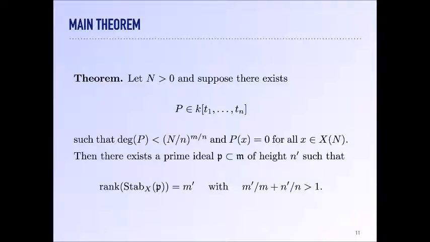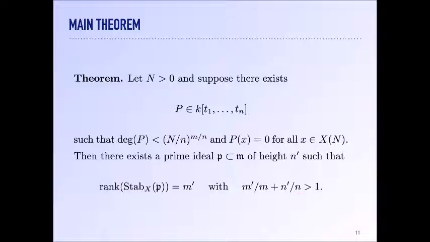Now, as I already alluded to, this is the main theorem that we have to prove. We have that lemma, so suppose we have this auxiliary polynomial in n variables, whose degree is smaller than you would expect to have this amount of vanishing, p of x equals 0 for all x in X of n. Then the conclusion you want to draw is that there exists a prime ideal of height m prime such that its stabilizer is large, with rank m prime, where m prime and n prime satisfy the condition that you're looking for.